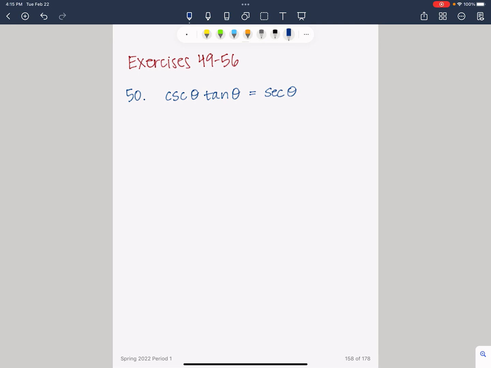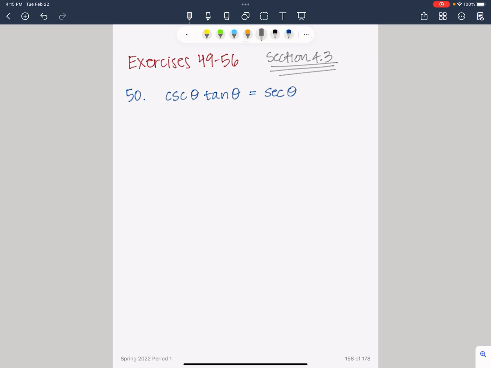On exercises 49 through 56 in section 4.3, so this comes from section 4.3, we're going to need to know those identities that came out of section 4.3. And when you know your identities, you can see things. We're going to use lots of substitution rules.